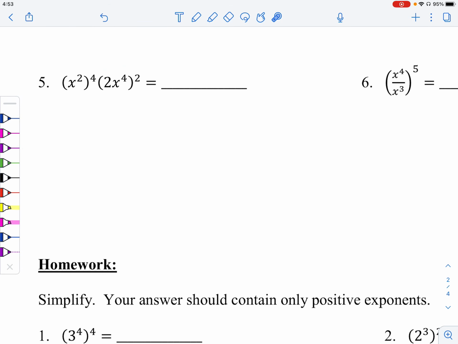Okay, next one. We're just going to write them all out. Right, so we have this 4 times. So x squared 4 times. Right there. Then we go to the next one. This one, we have it twice. Right, so we have 2x to the 4th twice.